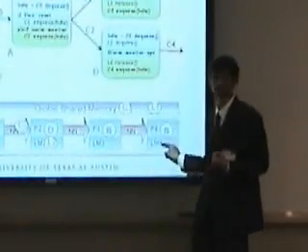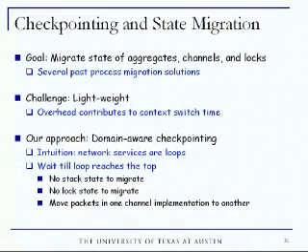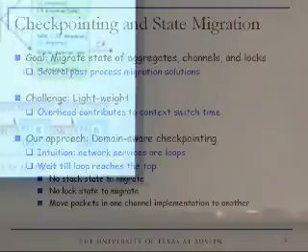These aggregates can contain state in the local memory, which has to be moved, and the channels also have state and locks have state. So what happens to that state? We need one extra mechanism such that we can checkpoint and migrate that state so that the system is consistent. So the goal is to migrate all these states before you restart the system.